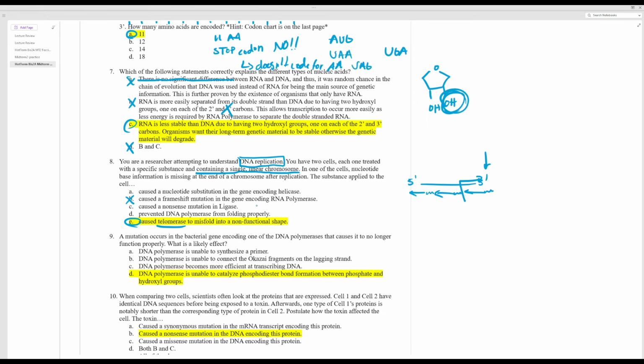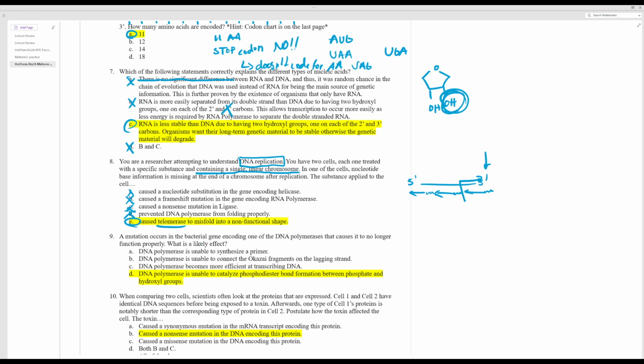No. It has to do with having breaks in the backbone, right? Those nicks in the backbone. So let's see, D, prevented DNA polymerase from folding properly. So now you have a non-functional DNA polymerase, which means you would just have no daughter strand, right? This specifically says just the ends of the chromosome has missing nucleotide information. Okay. The only thing that specifically talks about that is telomerase.